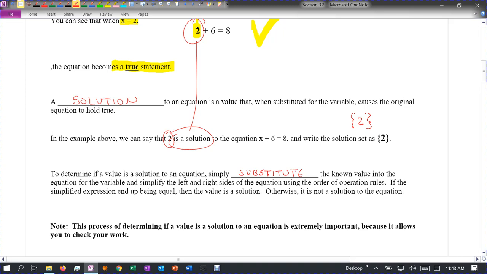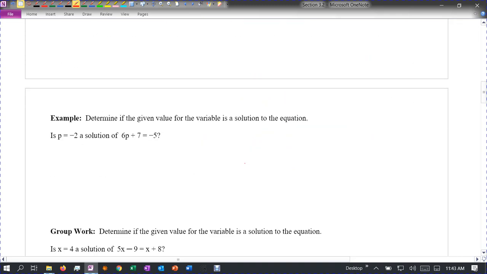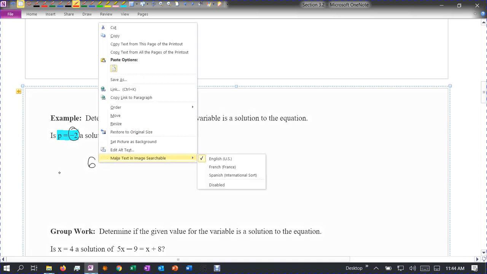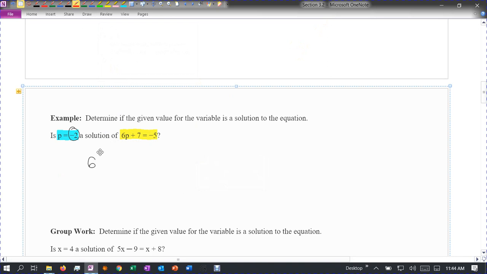So let me show you how this is going to work. Let's say that we're given an equation. Here it is. That's an equation. We can all see the equal sign there. And it's asking us, is p equals -2 a solution, yes or no? So what we're going to do is check. We're going to write down the original equation, 6, but instead of putting p here, we're going to replace p with -2. So we're going to be multiplying by -2. So that's 6 times -2, and then plus 7.